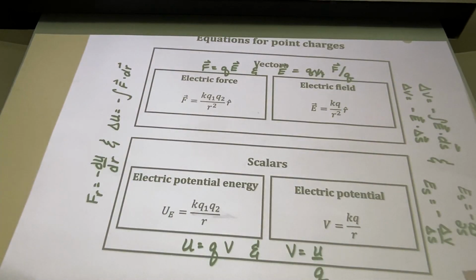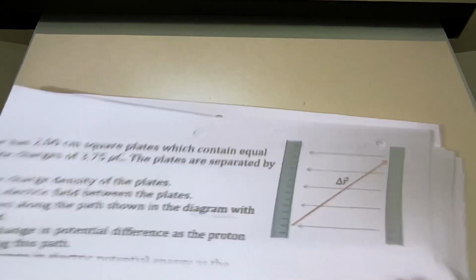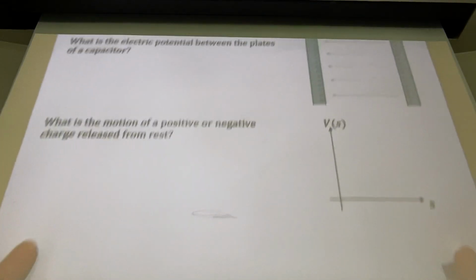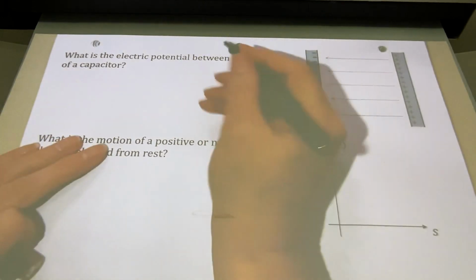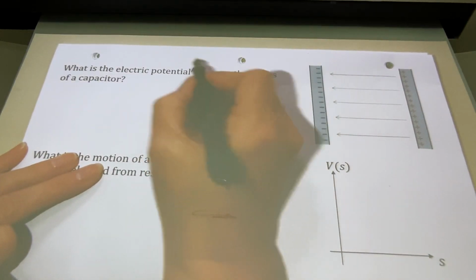Let's look at the potential in a capacitor, because we do a lot of stuff with capacitors. So what is the electric potential? And it might sound a little better if we said the electric potential difference between the plates of a capacitor.